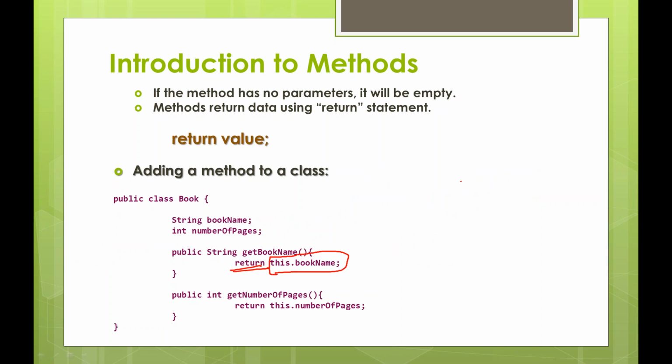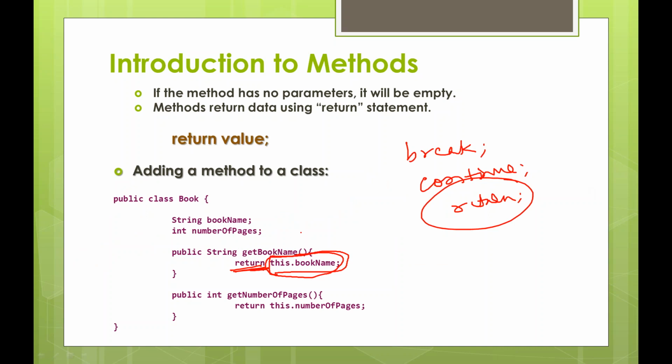We have seen three jump statements, right? One is break, second one is continue, and third one is return. In one of the previous classes we have seen that. So the return statement is used to return a value or something to the person who is calling this method.